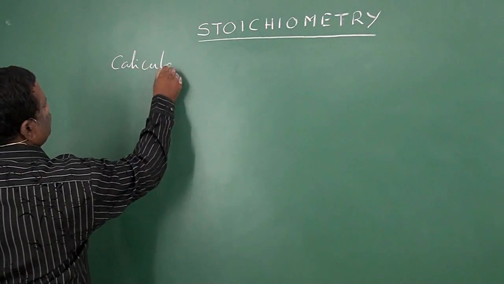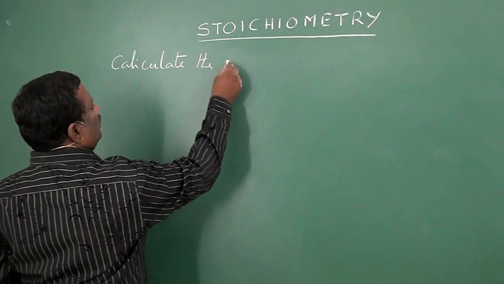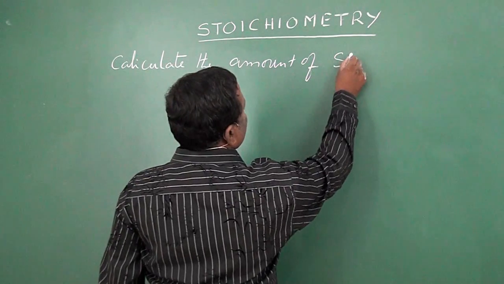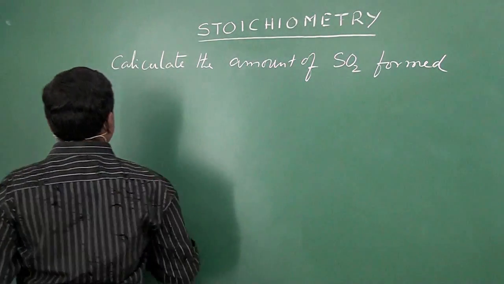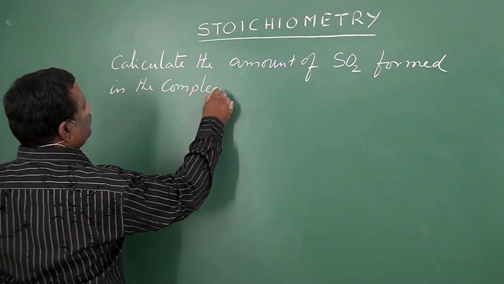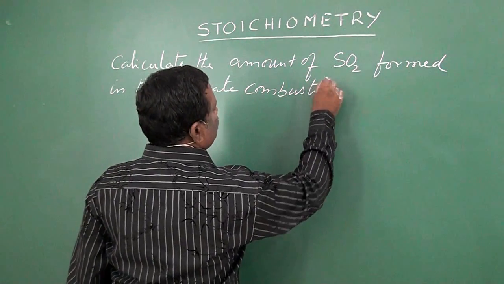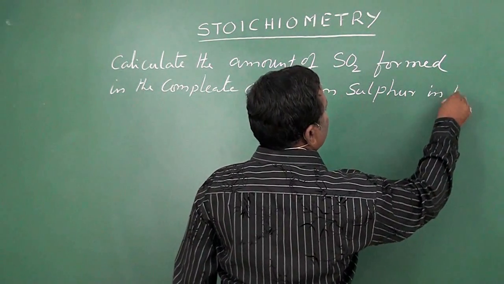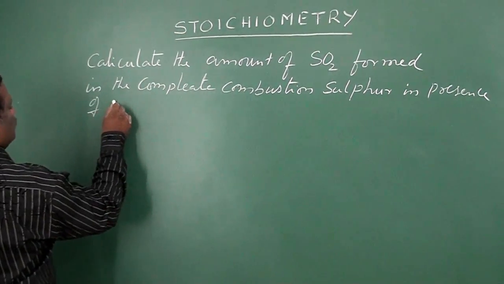Calculate the amount of SO2 formed in the complete combustion of sulfur in presence of O2.